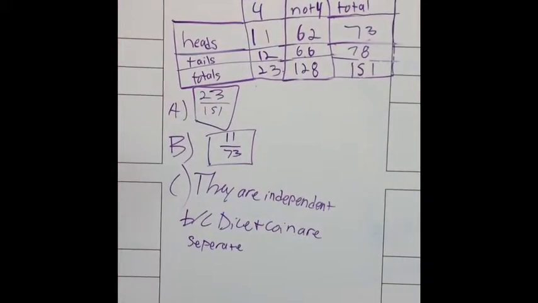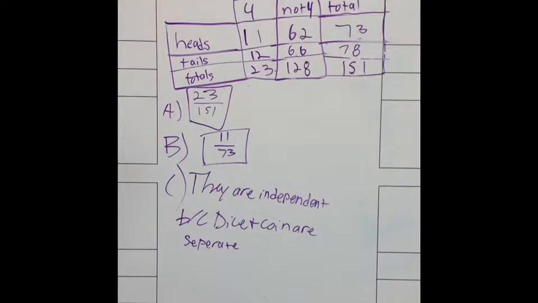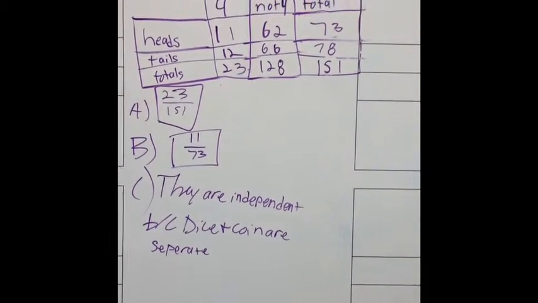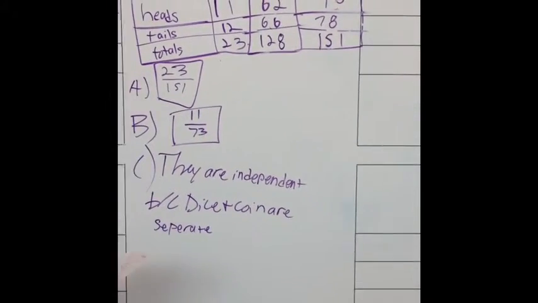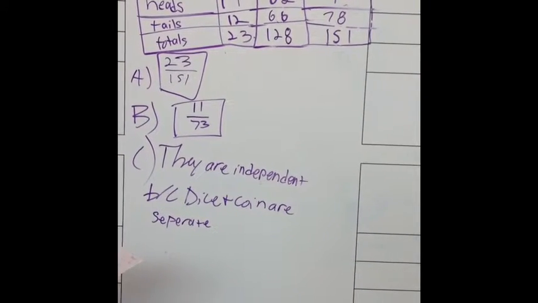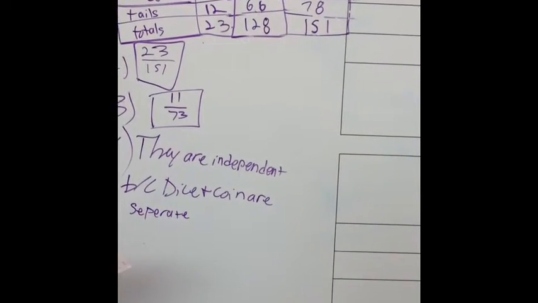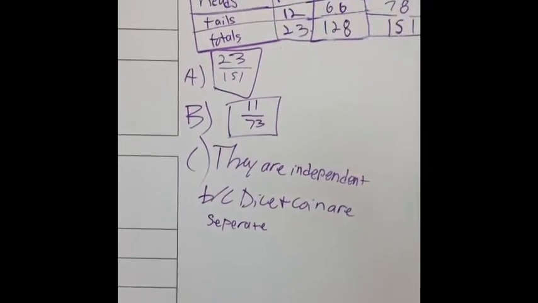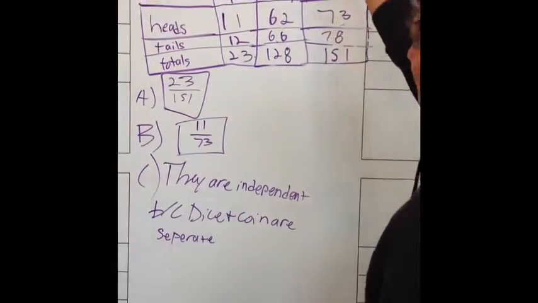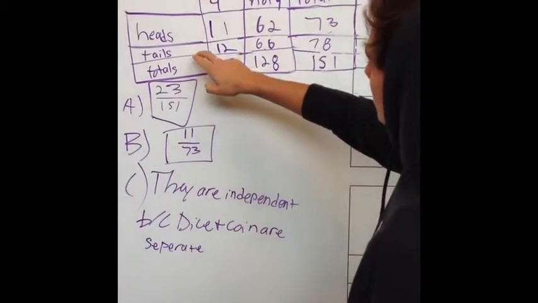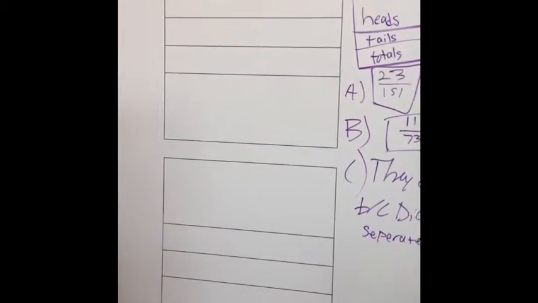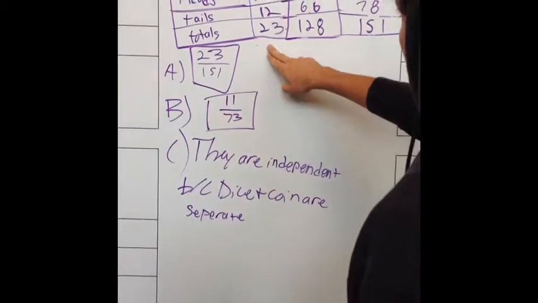Cross rolls the dice and spins the coin 151 times as a part of an experiment. On 73 occasions, the coin lands heads up. On 23 occasions, he rolls a 4. On 66 occasions, he gets neither a head nor a 4. Anyway, so here's our two-way frequency table. Heads 11 times, tails 12 times. That equals 23.